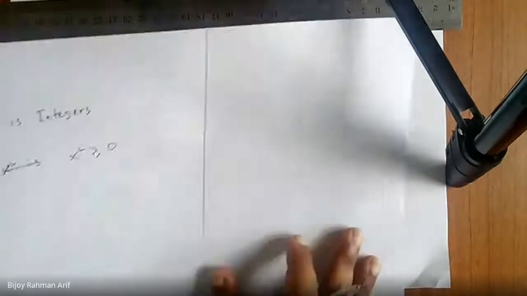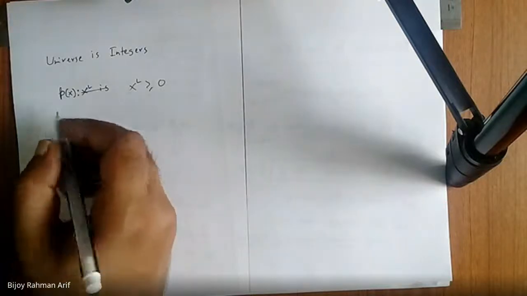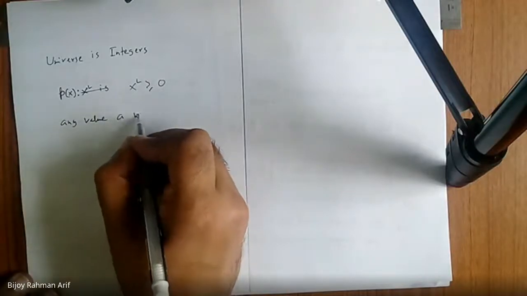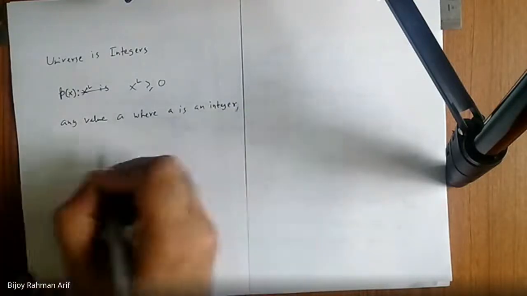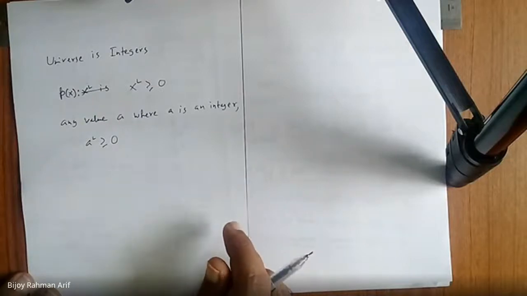Let's assume my universe is integer and my statement is P(x): x squared greater or equal to zero. So how can you quantify this? From algebra, we know that for any value A where A is an integer, A squared is greater or equal to zero. Am I right? Whenever we take any integer, the square of that integer is always greater or equal to zero. Am I right?